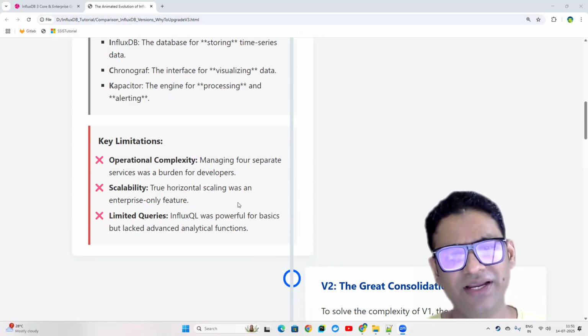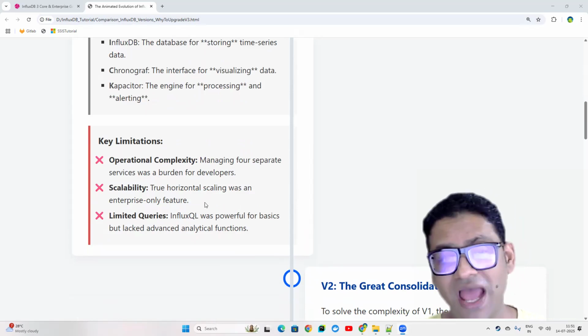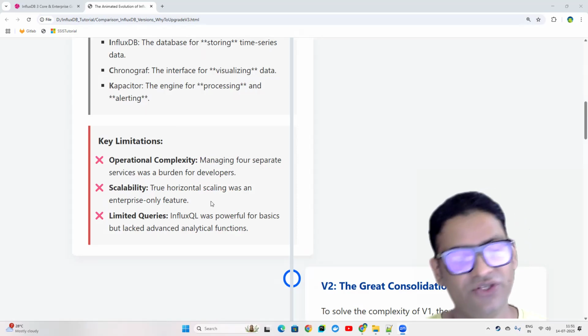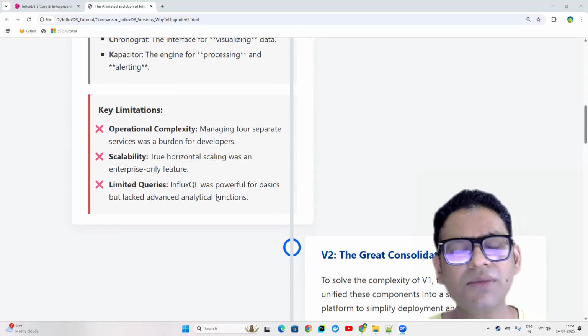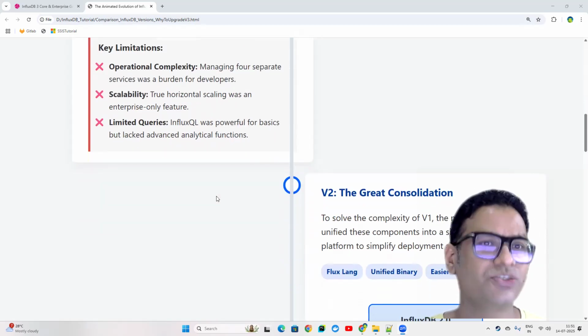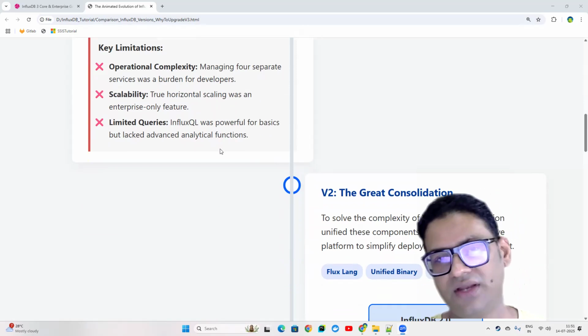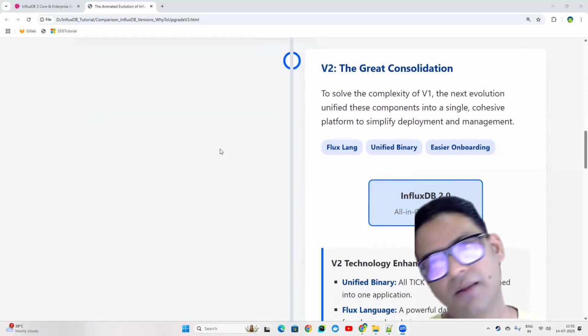Then again, scalability, right? In cloud, it's very easy to have horizontal scaling, but it was only available as an enterprise-level feature. The next one is InfluxQL, right? It was very powerful for extracting the data, but when it comes to advanced analytics, it was not there, right? So these were some major limitations which I observed and experienced, and maybe your experience and observation could be a little different. That's okay, right? Because everybody has their own use case for all these functions.